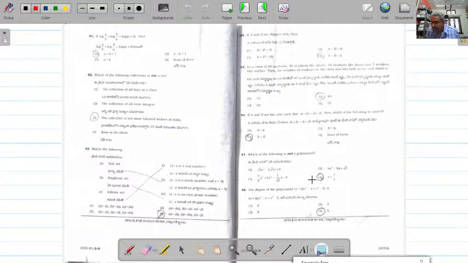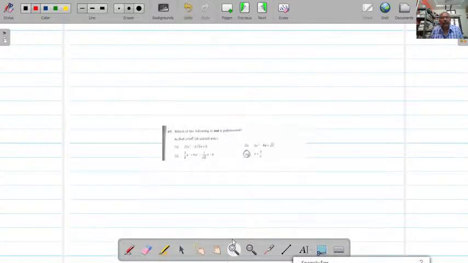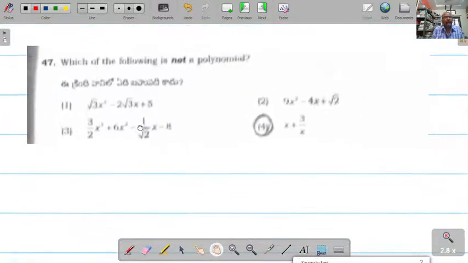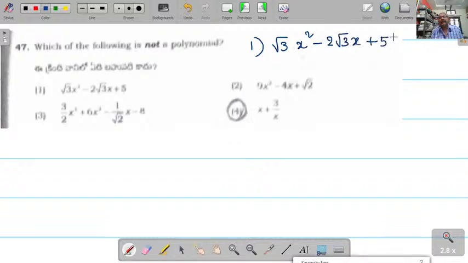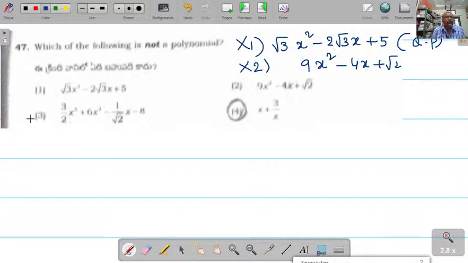Next, 47th question. Which of the following is not a polynomial? The first option is root 3 x square minus 2 root 3 x plus 5. Yes, it's a quadratic polynomial, so the first option is eliminated. Go to the second, 9x square minus 4x plus root 2. Yes, this is also a polynomial. Second option eliminated.